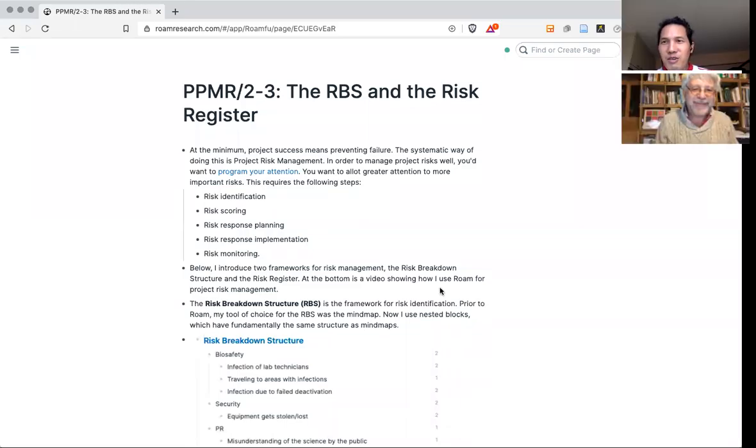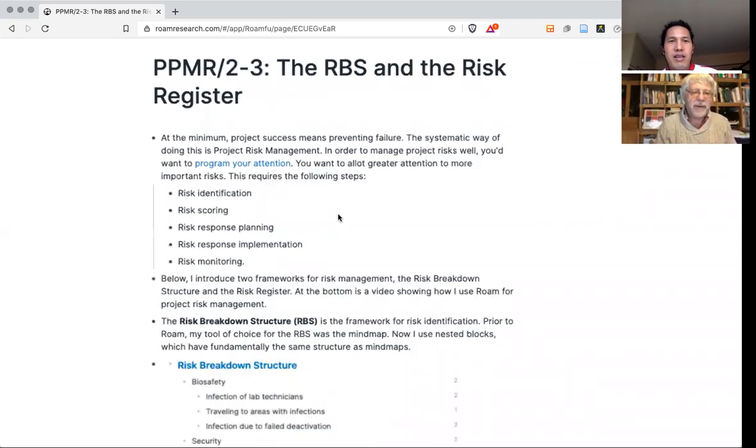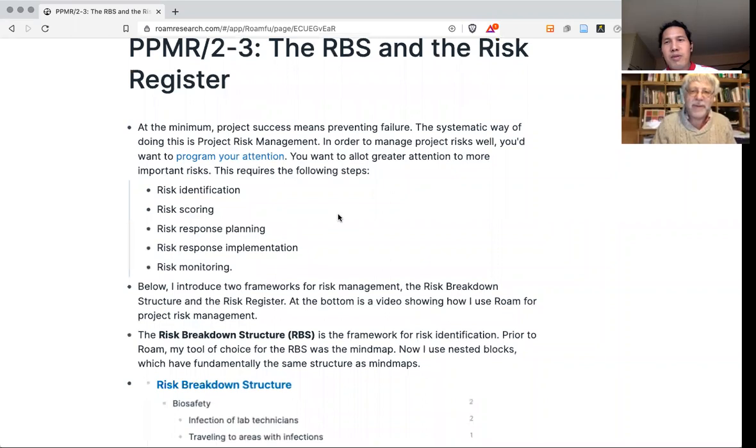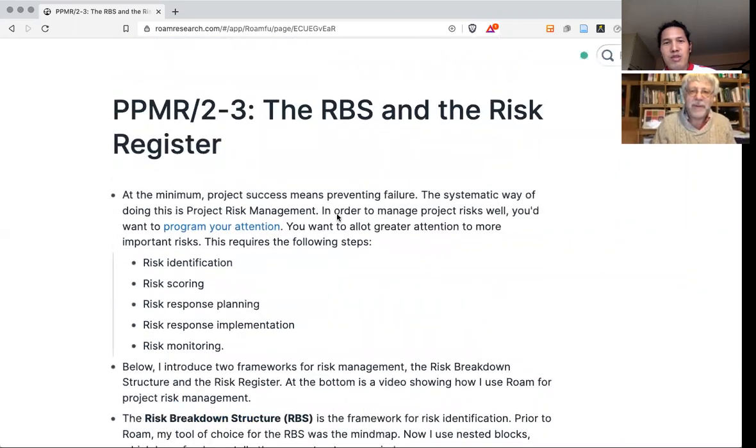Okay, so hello on this fourth week of the project management book using Roam, and this week we're gonna explore risk management using Roam. The minimum requirement for the project is really just to not fail, and the way to systematically do that is these tools for risk management.